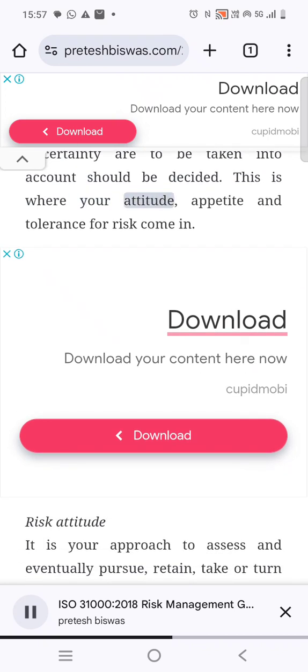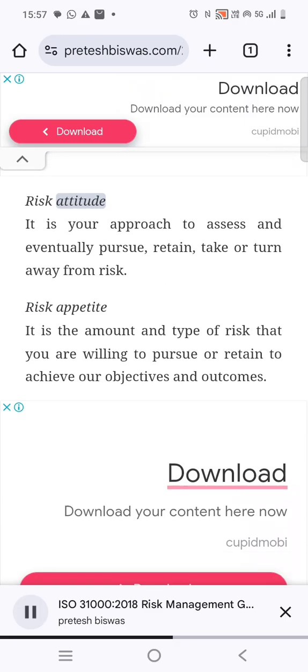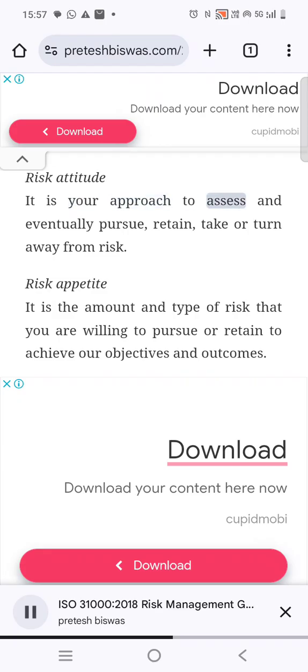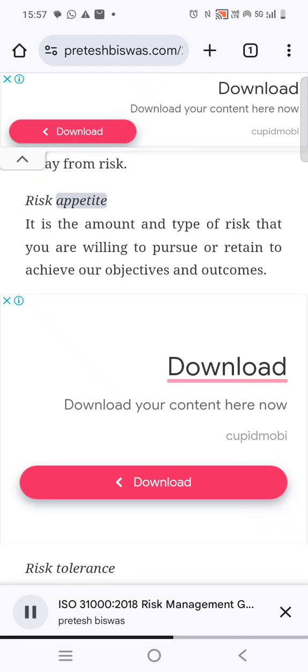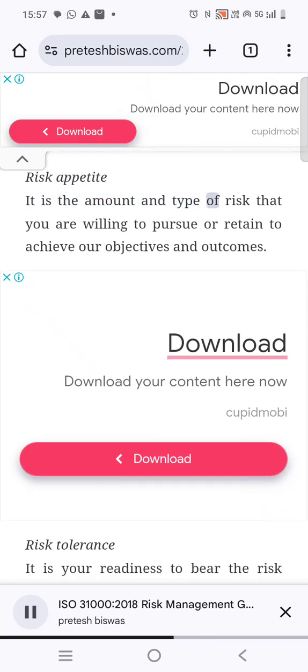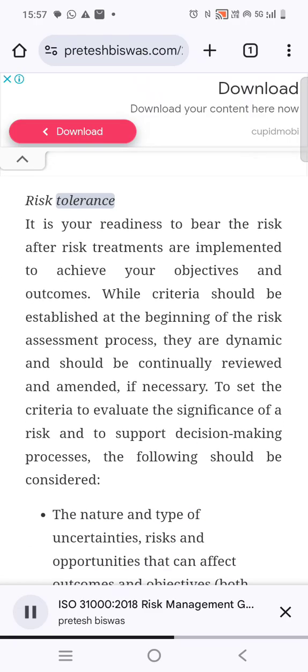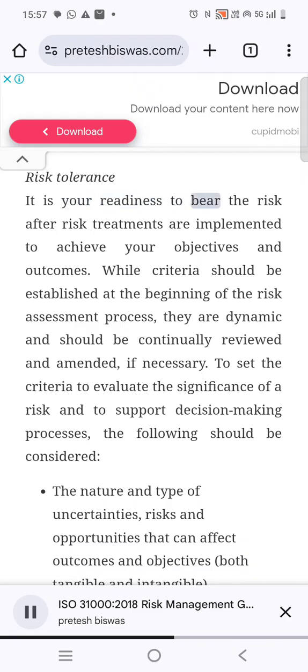This is where your attitude, appetite, and tolerance for risk come in. Risk attitude: it is your approach to assess and eventually pursue, retain, take or turn away from risk. Risk appetite: it is the amount and type of risk that you are willing to pursue or retain to achieve your objectives and outcomes. Risk tolerance: it is your readiness to bear the risk after risk treatments are implemented to achieve your objectives and outcomes.